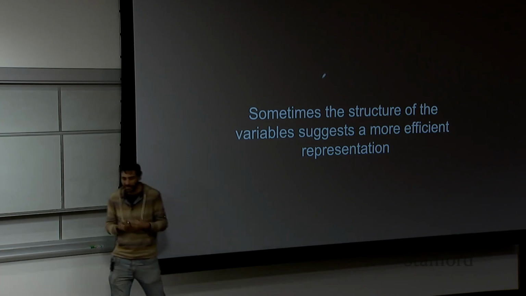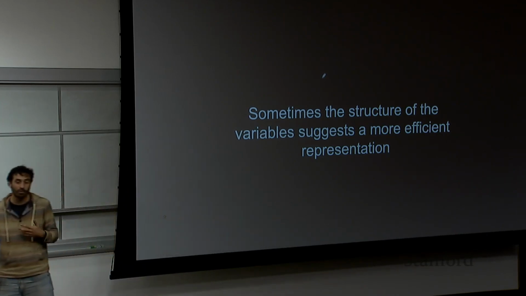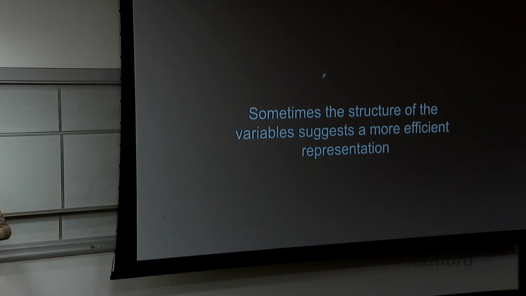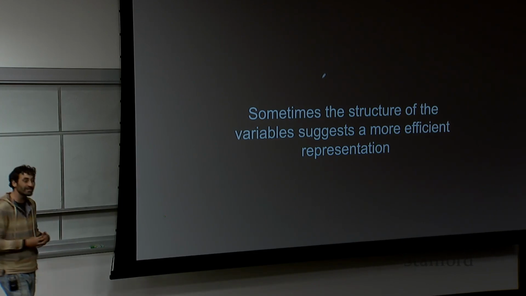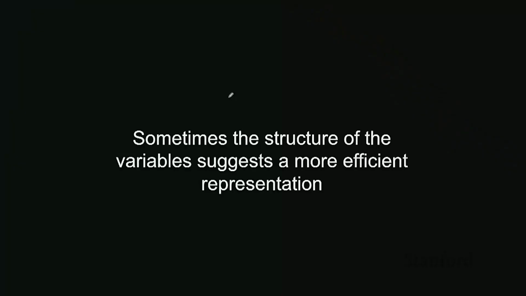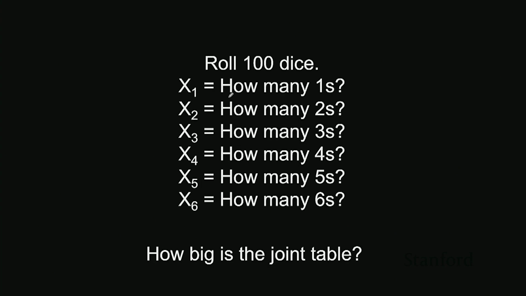Sometimes the structure of a variable suggests a more efficient representation than using a joint probability table. And we're about to start exploring those, because if we want to do cool problems, we need to learn more efficient representations of the joint. At the end of the day, we still want to represent the joint. We still want to have that be-all, end-all. We just want more efficient ways than using this table. Does that sound good? Okay.